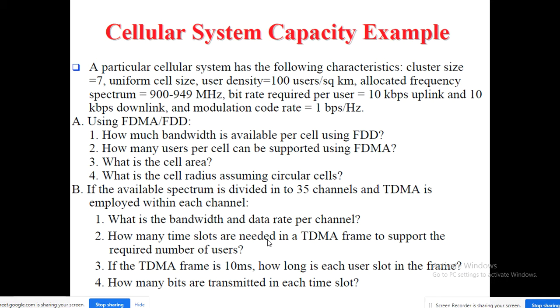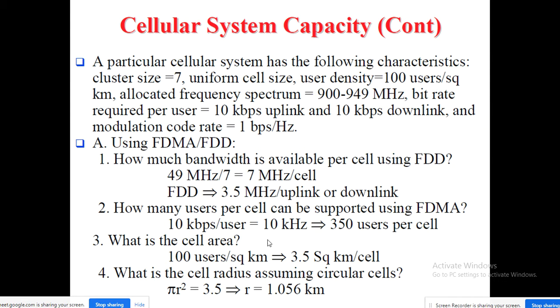This could be a basic problem to understand it, right? So they have given cluster size, cell size is unique, how many users are per square kilometer, what is the band allocated, what is the bit rate, uplink and downlink, what is the code rate that they are using. They have raised some question. So how to calculate that? Already in the previous session, in the cellular network, I have shown you some formulas. You can use those things, right? So they have solved the problem here.